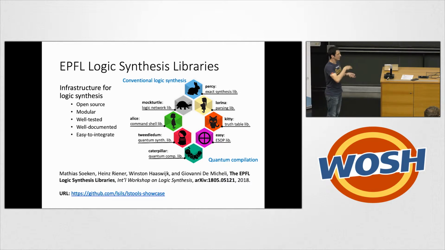Now, I showed you this separation of these two libraries, but this separation was just to explain. The quantum compilation framework also uses truth tables. It also could use the command shell library and so on and so on. So they could really be put together modularly.